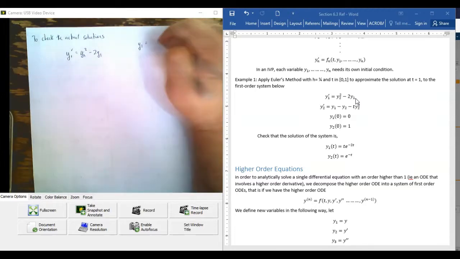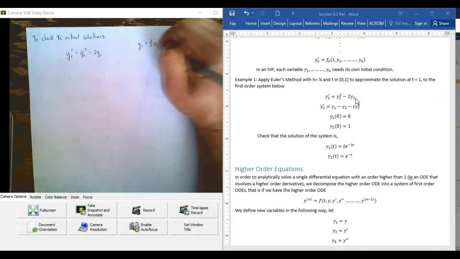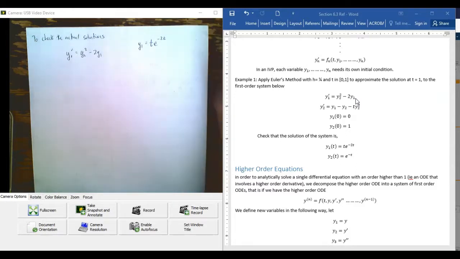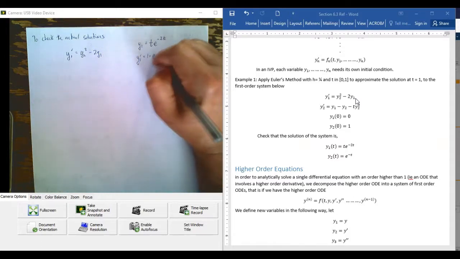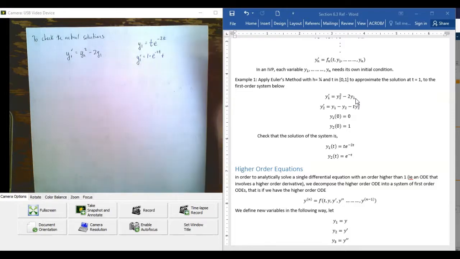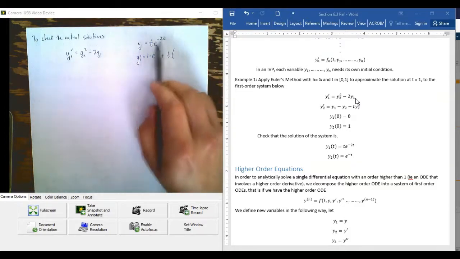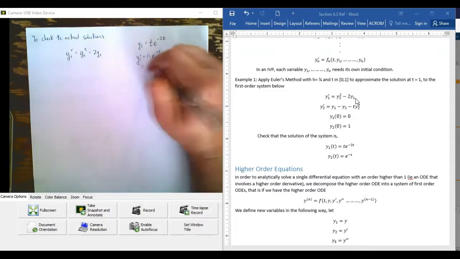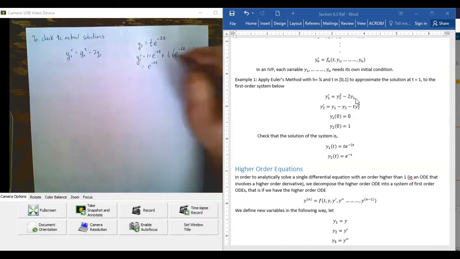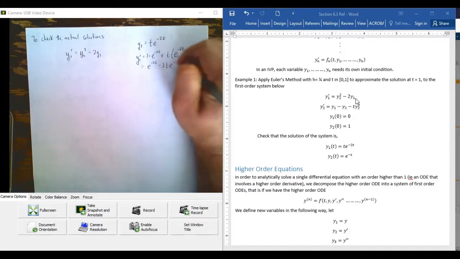Well, y1 is told to us to be te to the negative 2t. So y1 prime would be, well, careful here, it's a product of two functions of t. So derivative of the first, which is 1 times the second, plus the first times the derivative of the second. Derivative of e to the negative 2t utilizes chain rule. So same thing, times the derivative of that power, which is negative 2. Thus, our derivative here is e to the negative 2t minus 2t e to the negative 2t.